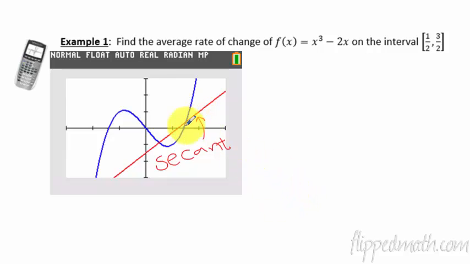Okay, so when we get the average rate of change between any 2 points on a graph, in this case this point and this point along that interval from 1/2 to 3/2, and you connect them, it's the secant line, and the slope, the rise over run, is the slope of the secant line.